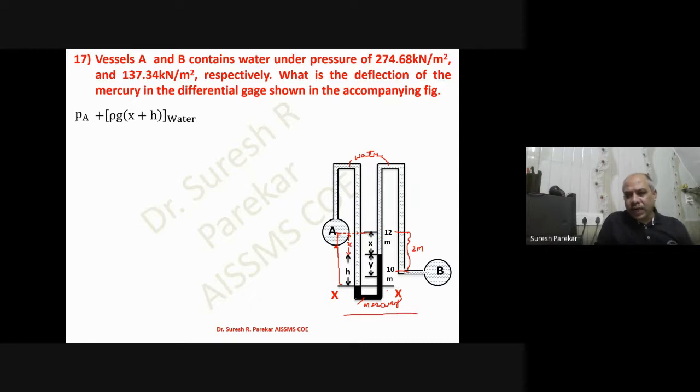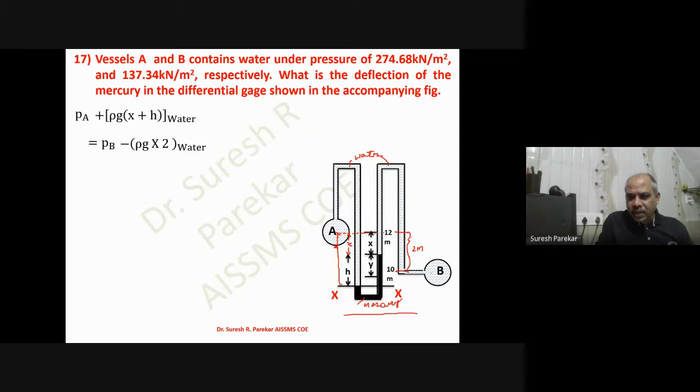Now we will go to the right limb, and we will start from this point, that is from B. So we have PB. Then we will go up. So we have this as 2 meter. So minus, because going up, minus rho g into 2 of water. Then we have the same layer over here, so we need not write down this part. Then we are coming from this, and then this will be x plus h.